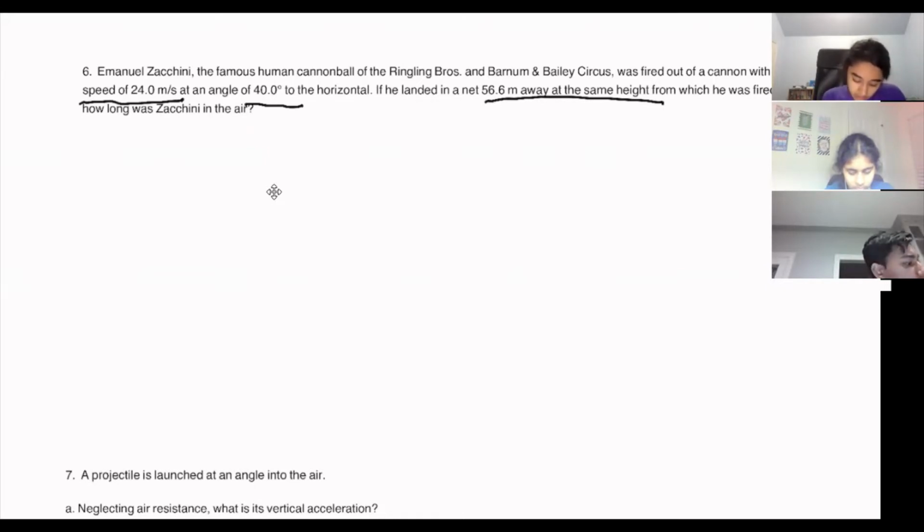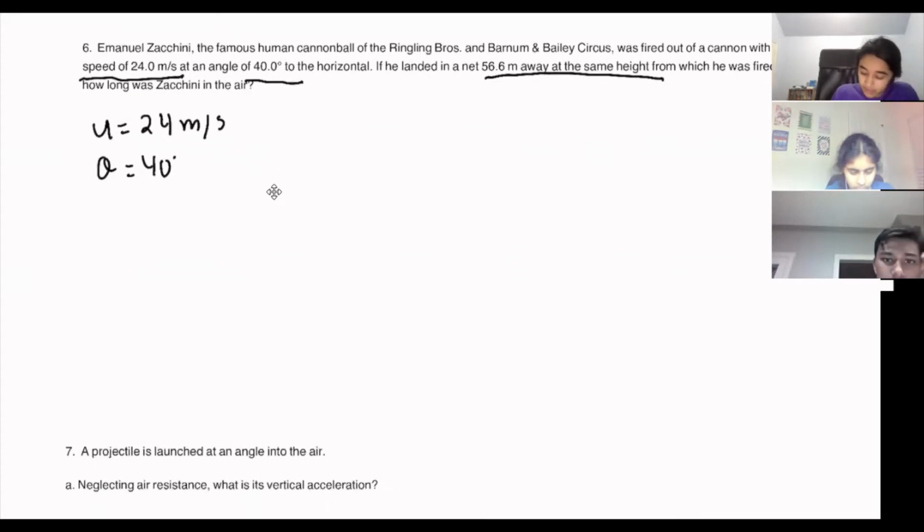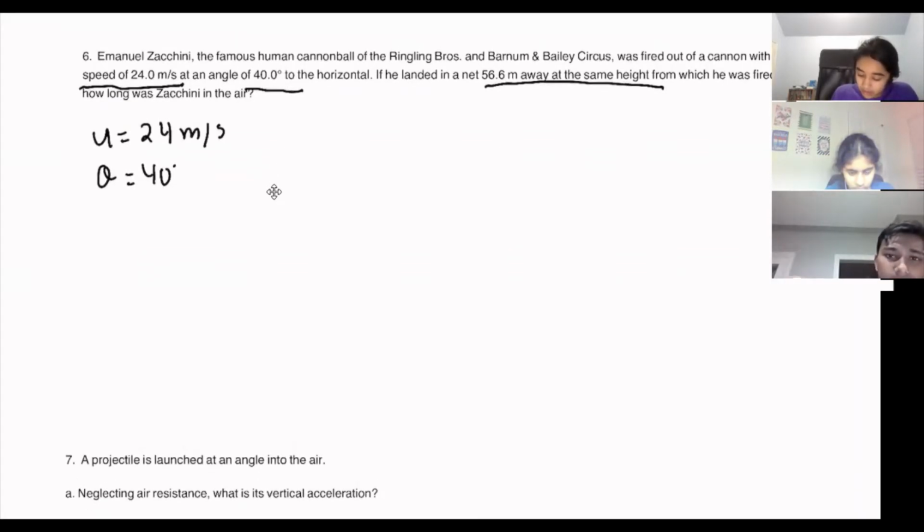Okay, so the initial speed was 24 meters per second. Angle was 40 degrees. And then he ended up landing. Actually, for this one, since they gave you the angle, it would be 24 cosine 40 and 24 sine 40. Do you want me to draw the image on the right, and then you can distinguish between UX and UY over here?